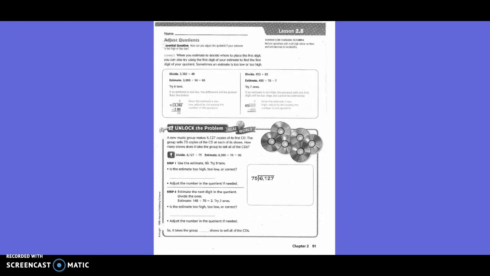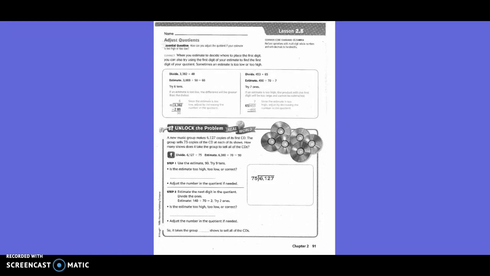All right, let's try to unlock the problem. A new music group makes 6,127 copies of its first CD. The group sells 75 copies of the CD at each of its shows. How many shows did it take the group to sell all of the CDs? So they said 6,127 divided by 75. They estimated it to 6,300 divided by 70 equals 9 or 90. So it says use the estimate 90.